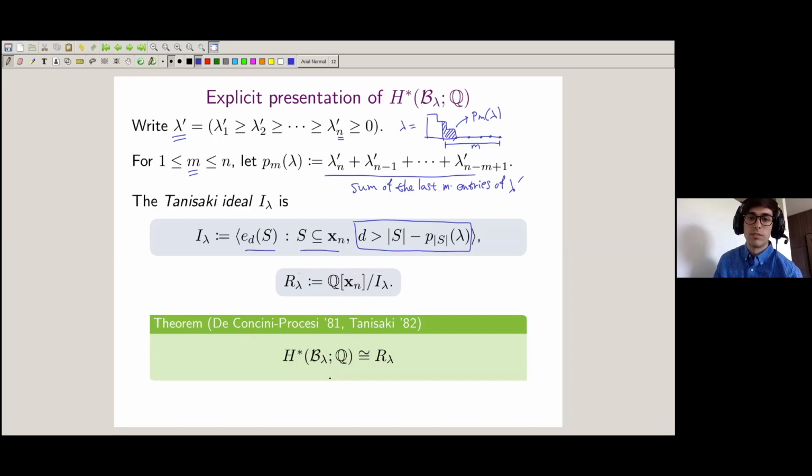Can I repeat the question there? Alex is asking, what do you mean when you say S is a subset of Xn? So maybe he forgot what the Xn notation means. When I wrote the bold X, that's the set of all variables, X1 through Xn. And then S is just a subset of that set. So S could be X1, X3, X4. And then e2 in that subset would be X1 X3 plus X1 X4 plus X3 X4. So the elementary symmetric polynomial of that degree in those variables.